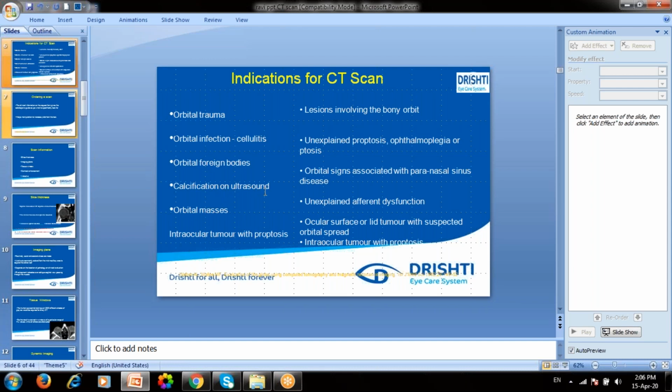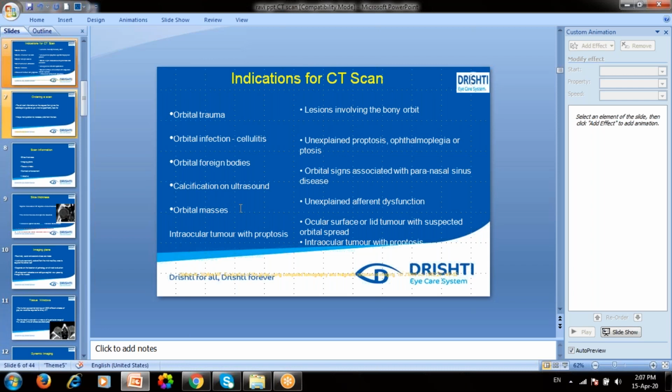Calcification on ultrasound. So in B scan, if we see there is calcification, generally in case of retinoblastoma or any melanoma or any eye cancer, you can see the calcification in the vitreous and in the posterior surface. So in those cases also, to rule out any malignancy, we can send for CT scan. Orbital masses: an orbital mass cannot be ruled out by the B scan.